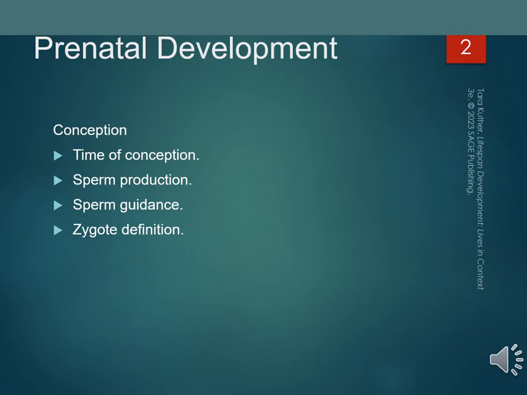Prenatal development begins at conception, a moment that marks the union of sperm and ovum. Women can conceive only during a brief window in their 28-day cycle, while men produce millions of sperm daily. These sperm are guided by the heat emitted from the ovum. When one successfully penetrates the egg, a zygote is formed, containing 46 chromosomes, half from each parent. This single cell marks the beginning of a new life.